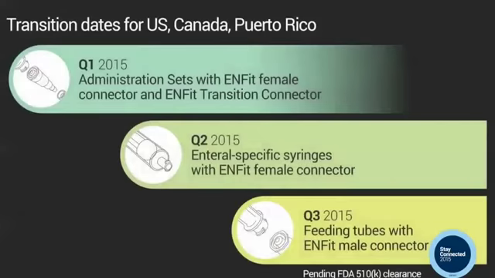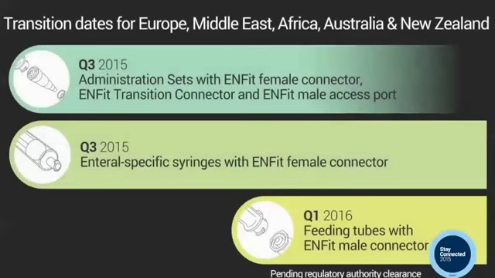Pending FDA 510(k) clearance, the transition will begin with administration sets in the first quarter of 2015 in the United States, Canada, and Puerto Rico. Enteral-specific syringes will follow in the second quarter of 2015 and feeding tubes in the third quarter. These are target dates for availability and are subject to change. This is a global initiative and will be introduced throughout the world over time.